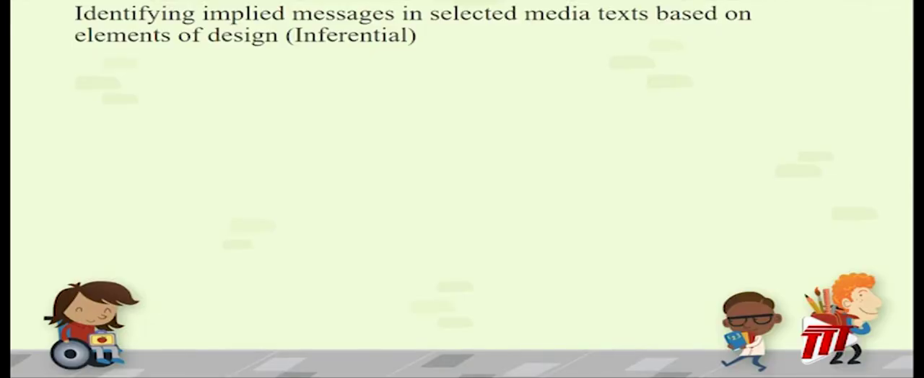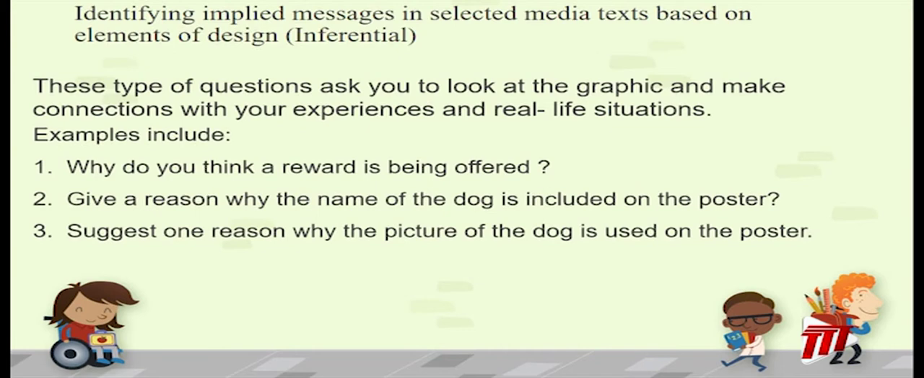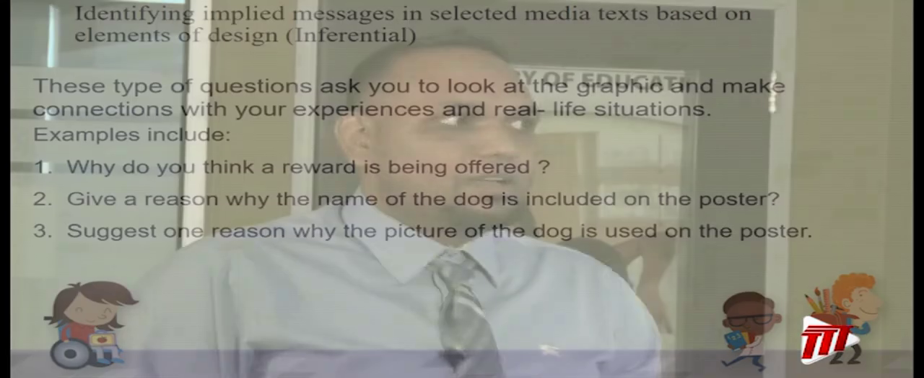These would be identifying implied messages in selected media text based on elements of design, and these would be our inferential type questions. These types of questions ask you to look at the graphic and make connections with your experiences and real-life situations. Examples include, why do you think a reward is being offered? Give a reason why the name of the dog is included on the poster. State one reason why the picture of the dog is used on the poster. So let's take a look at the graphic together with the questions and see if we can figure them out.